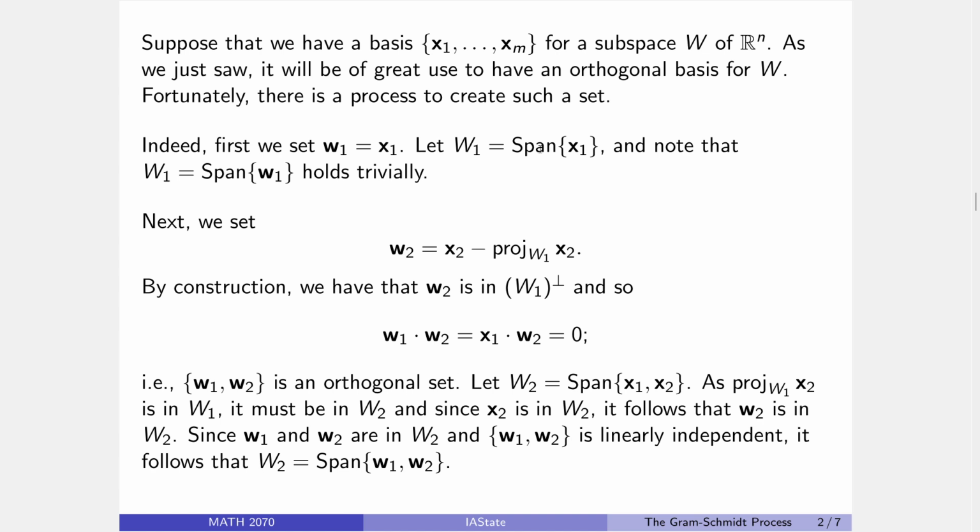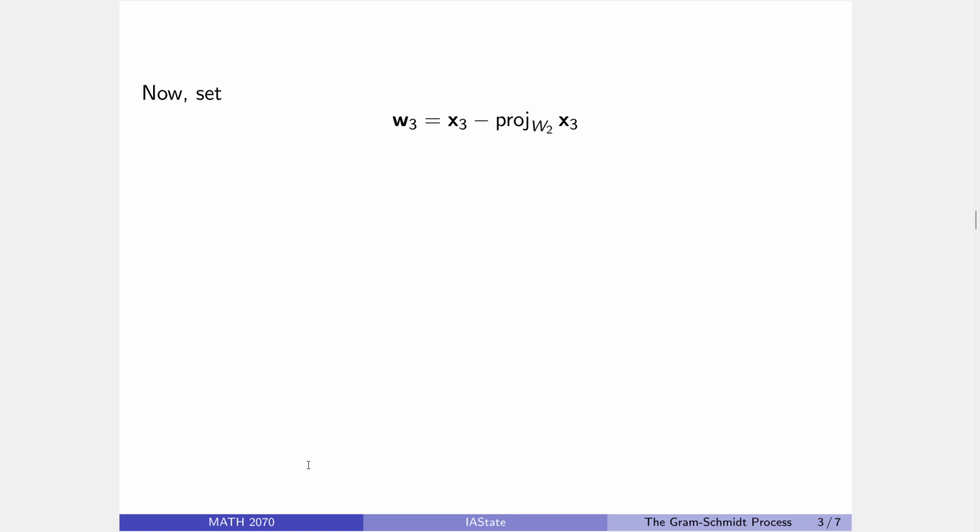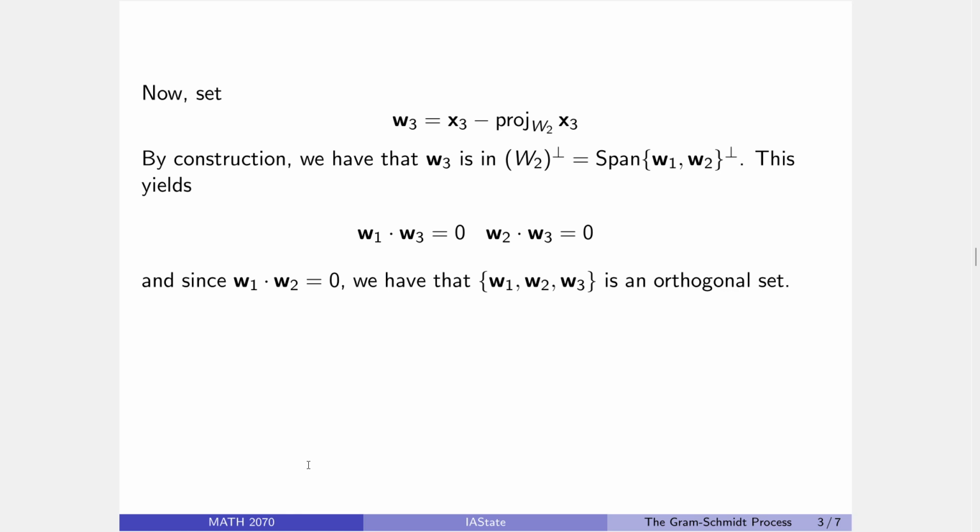Alright, so here we see that I started with two elements, X1, X2, and then I figured out how to create two elements that are orthogonal and have the same span. Let's see if we can go for 3. Do the same thing. Take W3 and look at X3 minus the projection of X3 into W2. By construction, this is in the perp of W2, so it's in the perp of the span of W1 to W2. So that means all of our dot products have to equal 0, so I have again created an orthogonal set. Okay, so nothing new or exciting there.